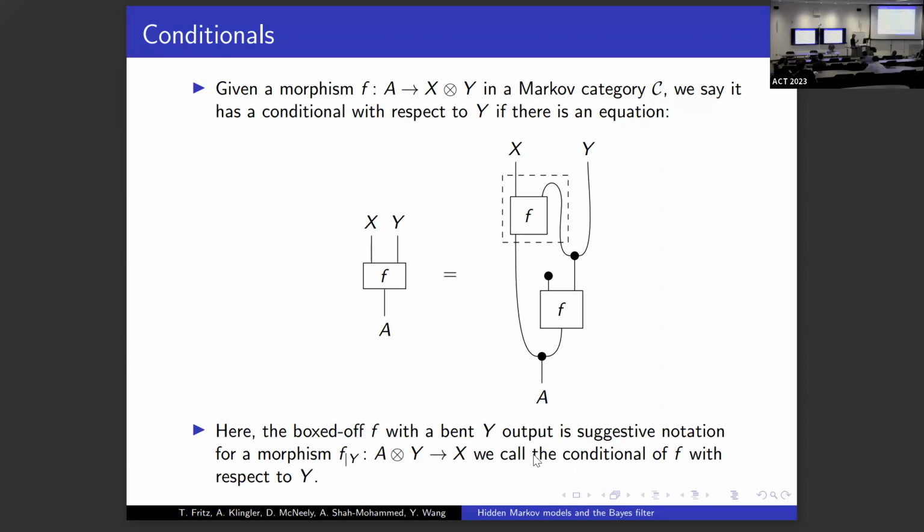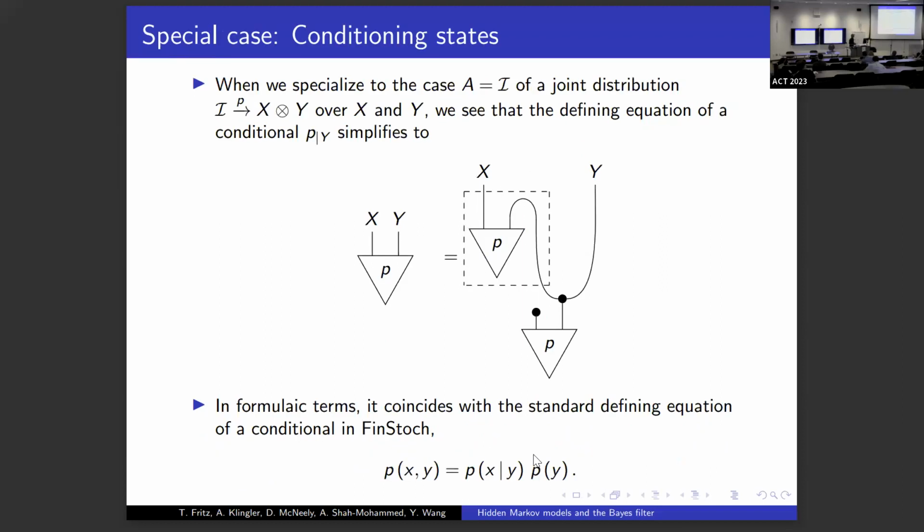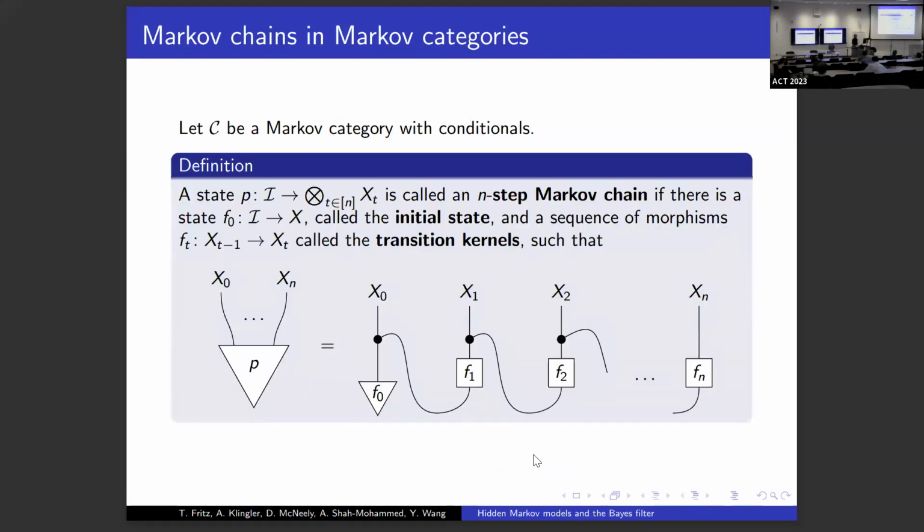But maybe a little bit of an illustrative example is what happens when you just have a state. To figure out what the joint distribution of x and y is, you keep x, but you condition y, so you pull that back down and you condition it with just the marginal onto y. And the point is that if you instance this in the prototypical example of finite probability, you get very much the equation that you would expect from a conditional. Anyway, that was the bit of the review.